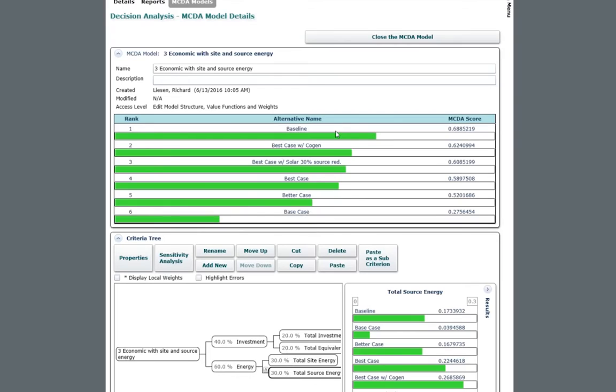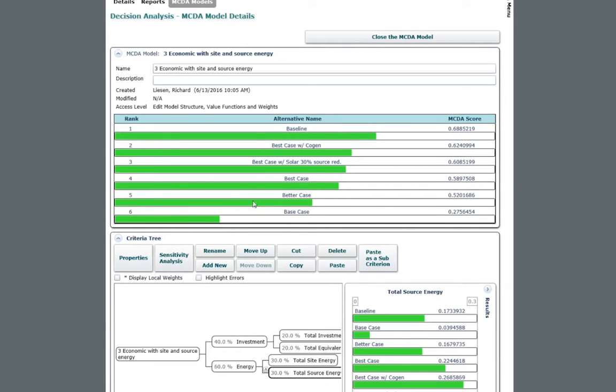So you can see that the best case with cogen is the best option at this point, with the solar coming in right behind that. And then we have our best case and better case. And then finally, that base case, once again, trailing in this model in 6th place. So we just can't, this base case is still not what we'd want to do.